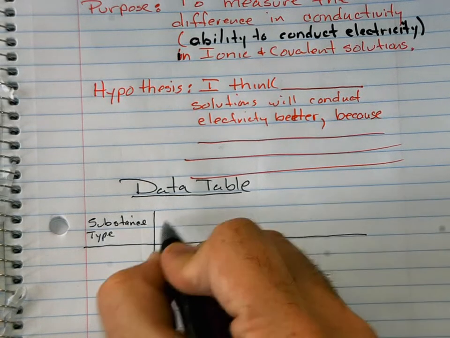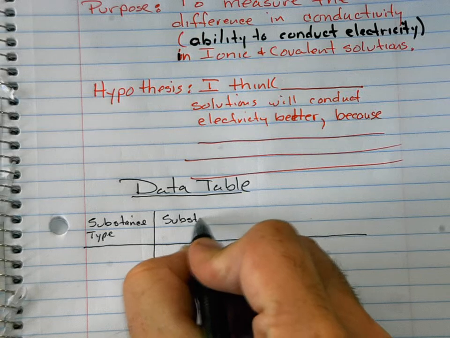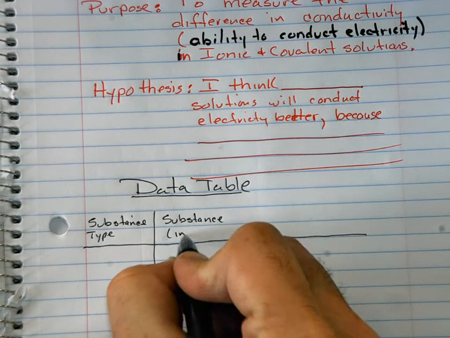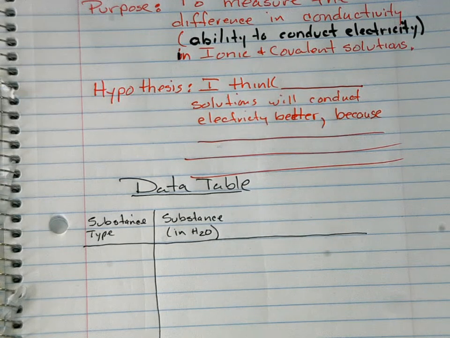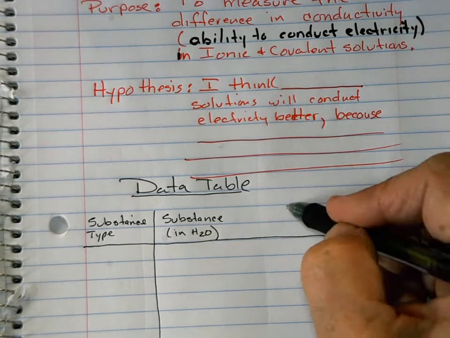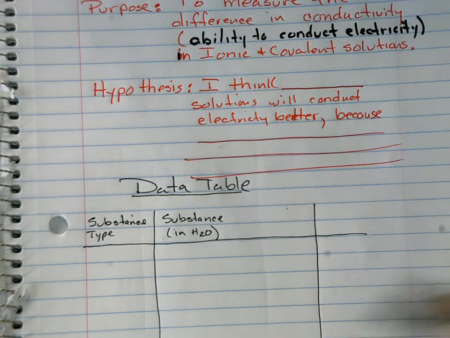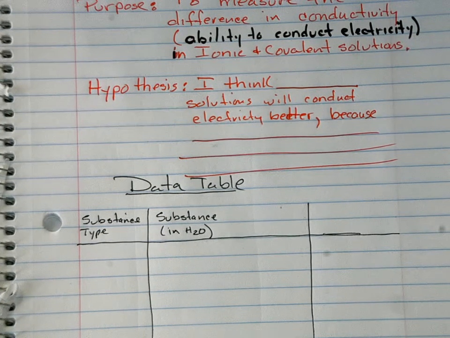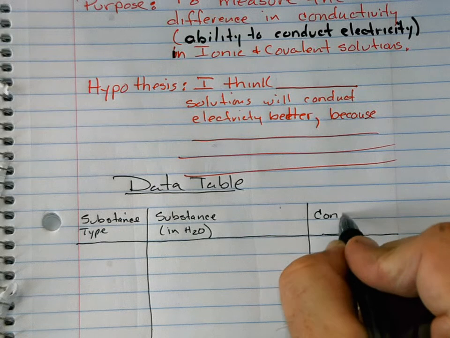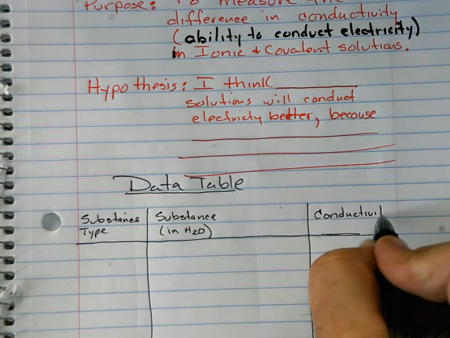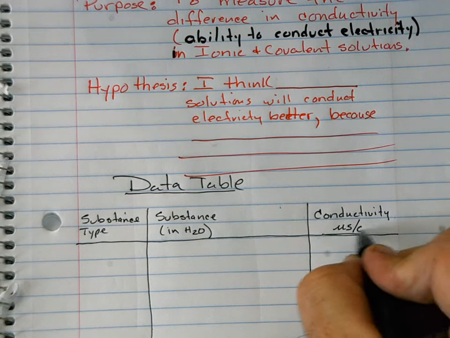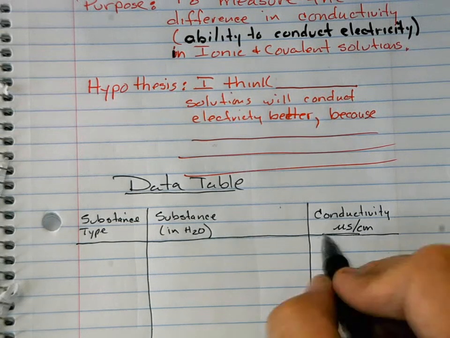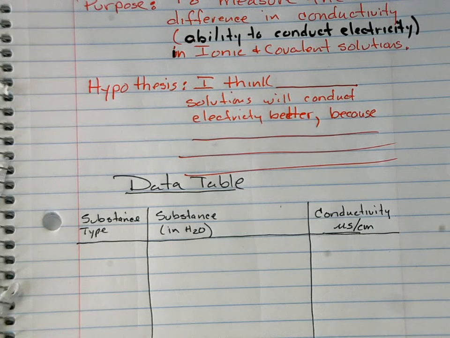Then we have the substance in water. So it's just these substances mixed in water. And then over here will be the conductivity. And it is in micro S per centimeter. And that stands for microsiemens per centimeter. Yeah, go ahead, laugh. Get it out of your system now.